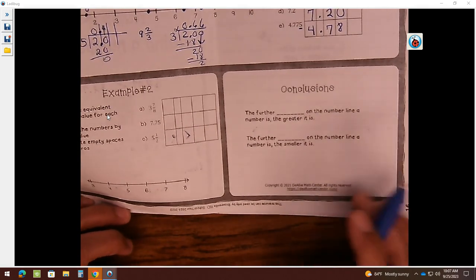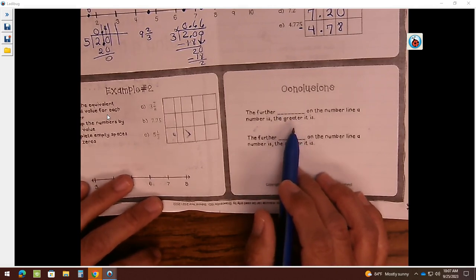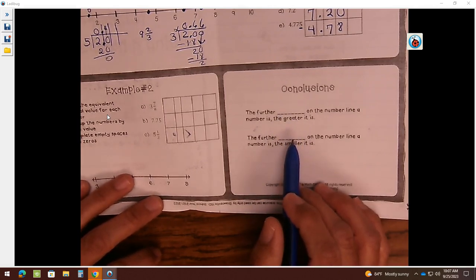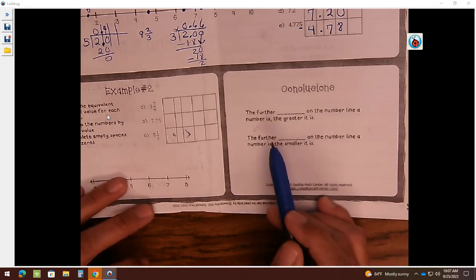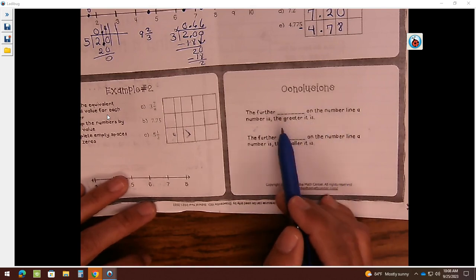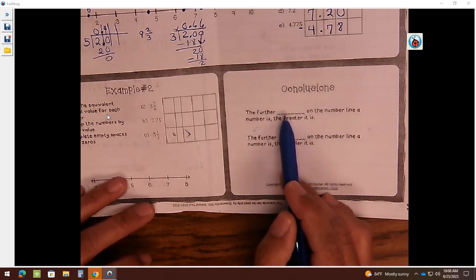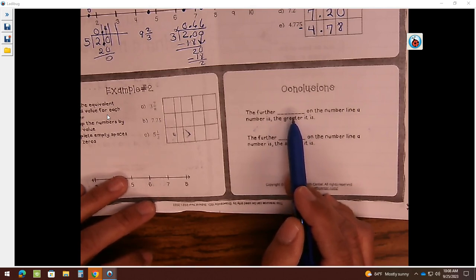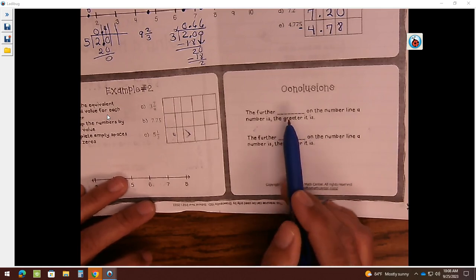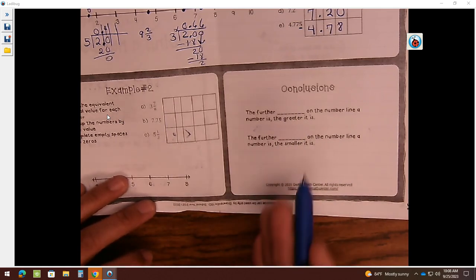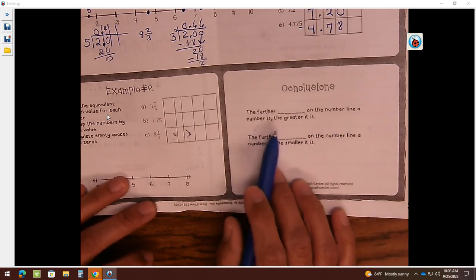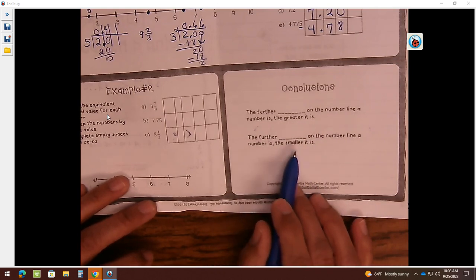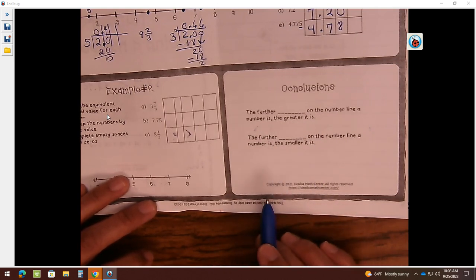Then you're going to write the statement. You're going to write here either the word right or the word left. I just talked about this, so if you watch the video, I'm giving you the answers for these two. The further right on the number line a number is, the greater it is. The further left you are on the number line, the less you are, the smaller you are.